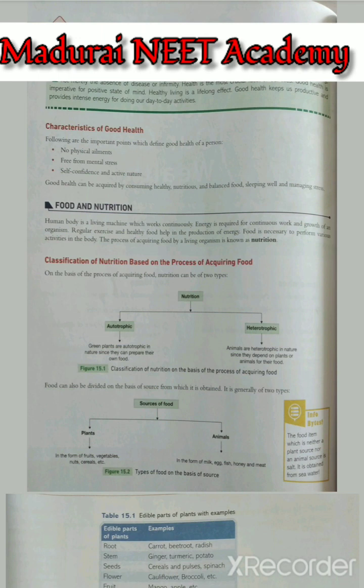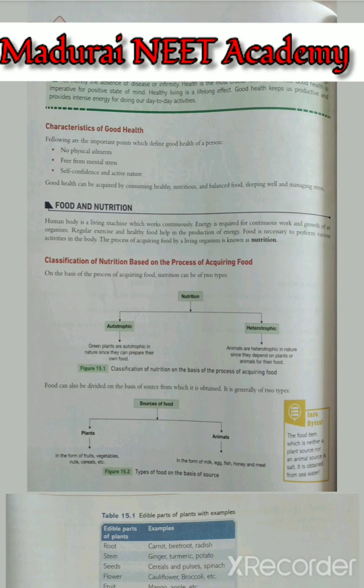So what are the characteristics of good health? No physical ailments, free from mental stress, self-confidence and active in nature. This is actually the characteristic of a good health of a person. So food and nutrition help us to keep our body healthy.